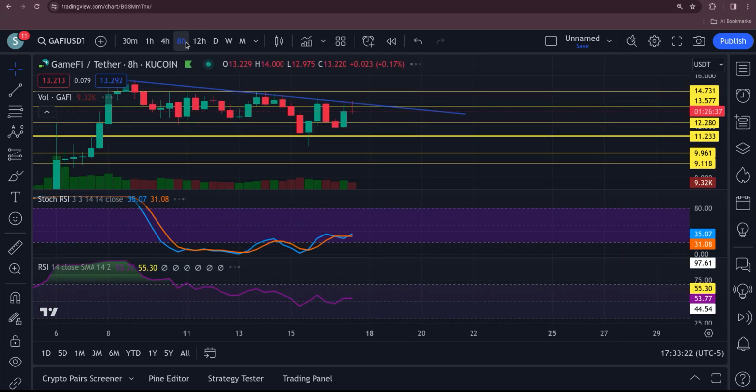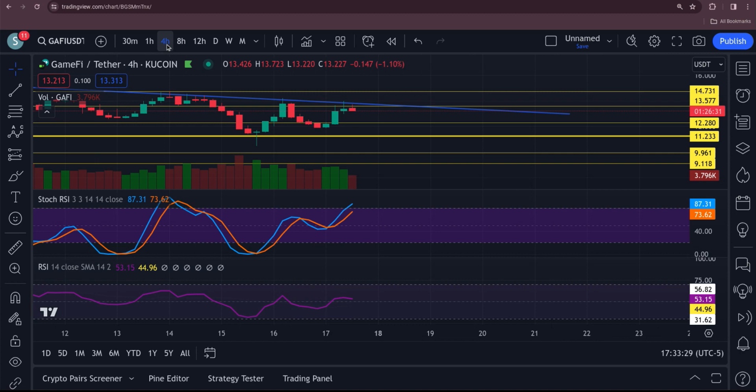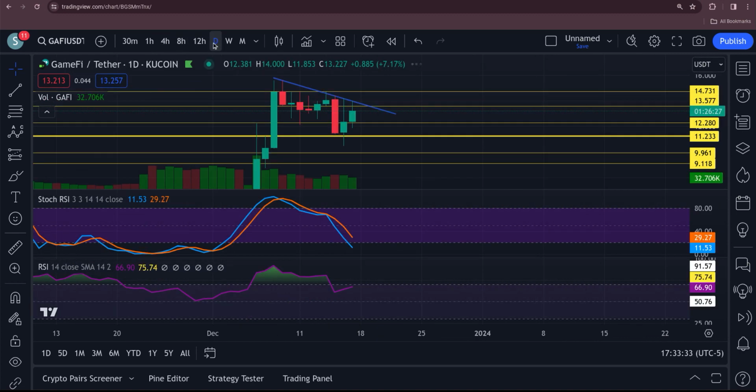The 8-hour, bullish, 35 and a 31, trying to push up. And we got the 4-hour, bullish at an 87 and a 73. All right, so you want to zoom in here. Any rejection, if it does not break 14, call it $14.10, I'd say that. Any rejection from that, and it can pull down lower.